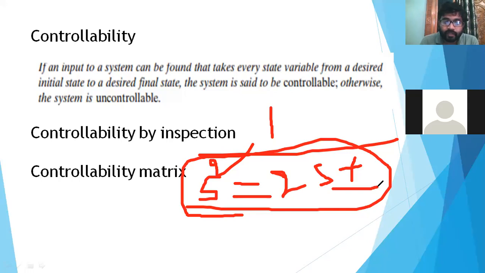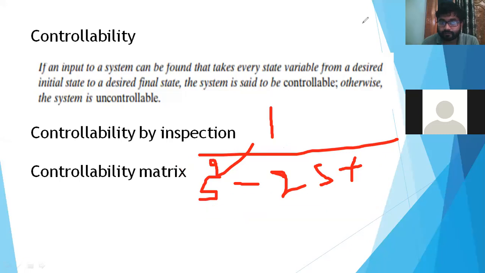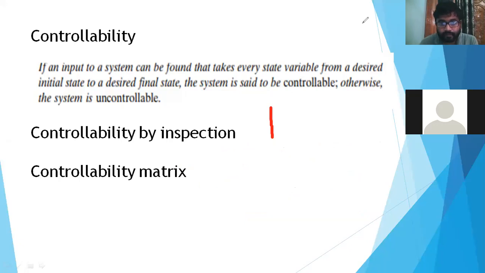Similarly, we can comment on controllability also. If some system is given to you, you can say immediately that it is controllable, but there is a condition. I will tell you what that is. Controllability by inspection.